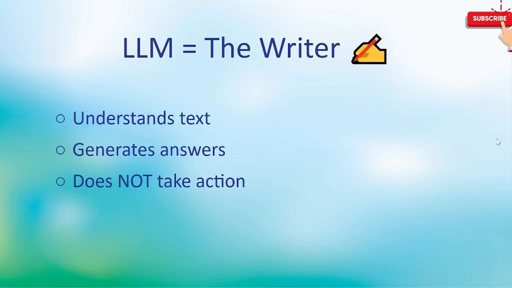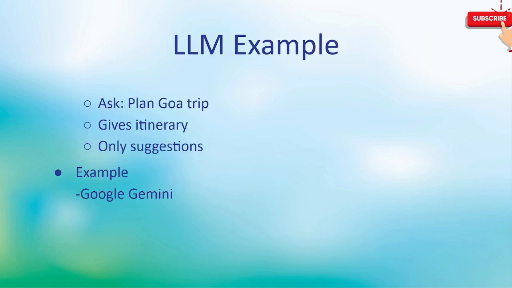But here's the important part, it only works with text and it does not take action. It won't book you tickets, it won't send emails, it just gives you responses. That's why we say LLM helps AI think and write. Examples of LLMs include OpenAI GPT, Google Gemini.